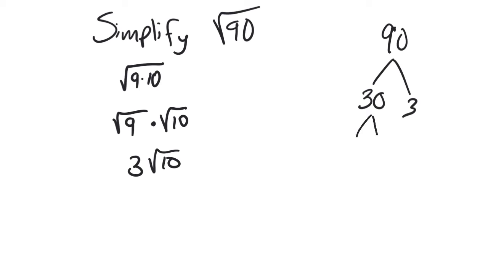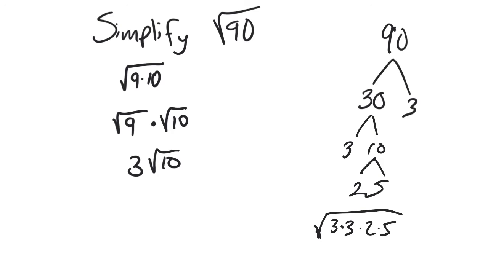Well, then I'd have to break down the 30 even further, right? So then I'd have 3 and 10. And I break that down to 2 and 5. And it's not going to go any further. So if I did that, then in my radical I just list them all out. I'd have 3 times 3 times 2 times 5. Well, I've got two 3s. That means I can bring one out. I have 3 times the square root of 2 times 5. Then I multiply the 2 and the 5 back together, and I'd have 3 times the square root of 10.